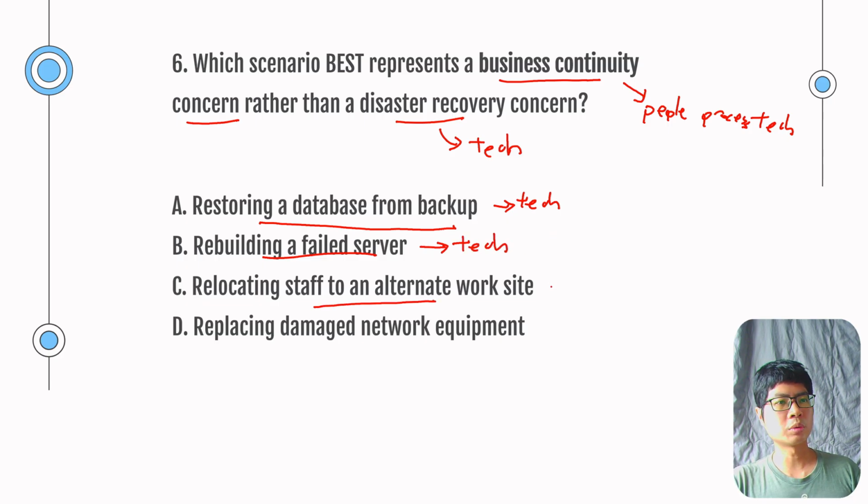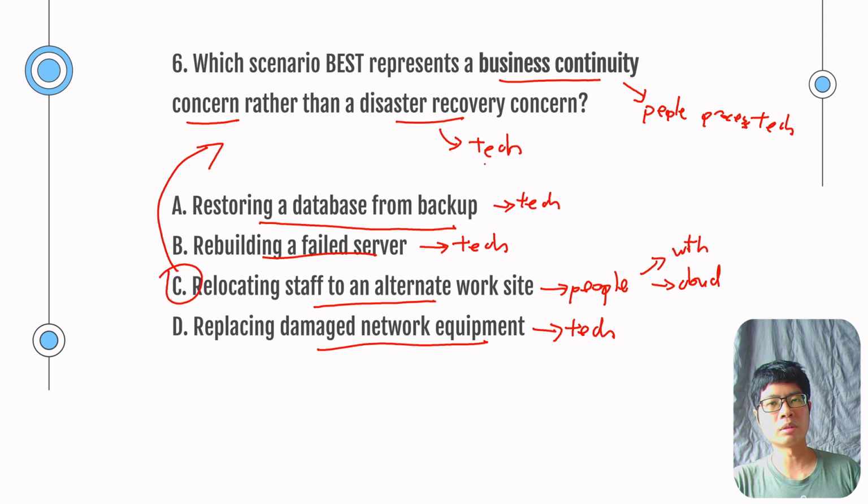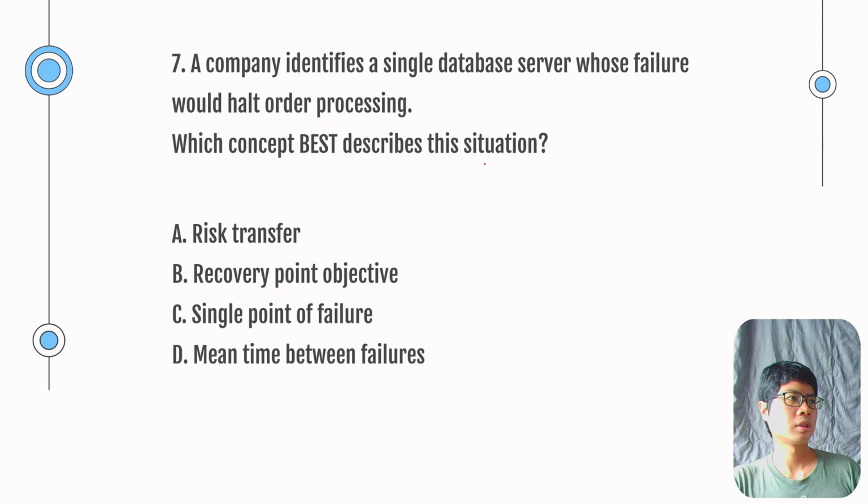Relocating staff to an alternate work site. So this is more of a people concern. Remember we talked about how you can work from home, or if it's completely cloud, then you would not be so worried if some incident happened on the primary site. Replacing damaged network equipment, it's mostly technology as well. So definitely, business continuity would be C, which is a more people kind of concern.